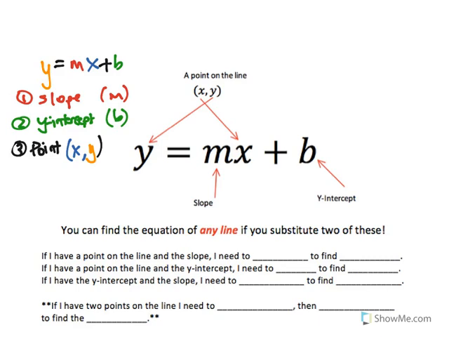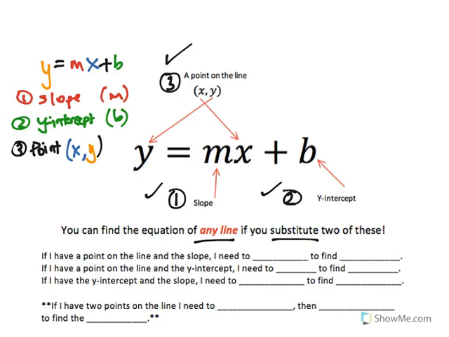So even if I have two pieces of these missing, I can find the third piece. So let's learn the language here of this concept. I have slope here, y-intercept here, and the point here. Let's look at the sentences down here. You can find the equation of any line if you substitute two of these things and then find the third.